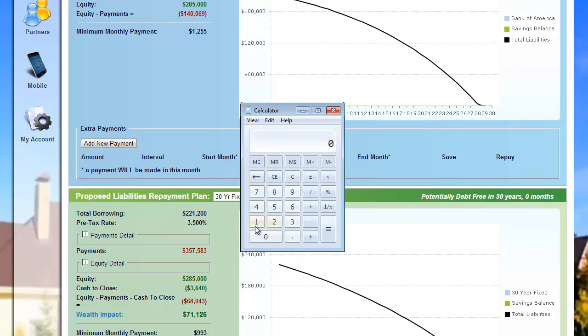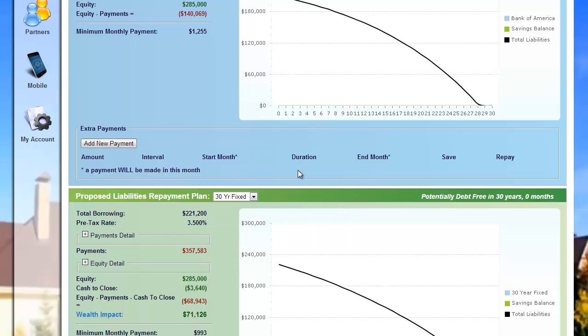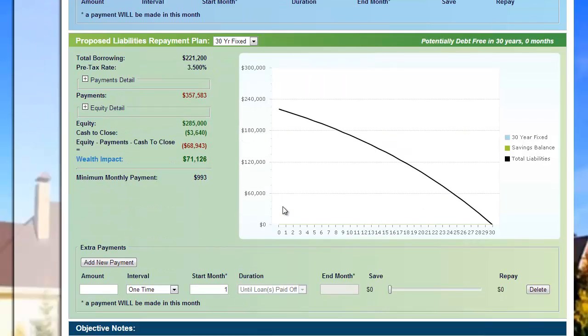So I can bring up a little calculator and say, look, you've got to pay $12.55 on your old mortgage. On your new mortgage, you've got $9.93. That's a $262 a month savings. So what I want to model for you is, let's take that $262 monthly, starting in month 1 when you close, and I want to do this. I want to pay this until the loan's paid off.